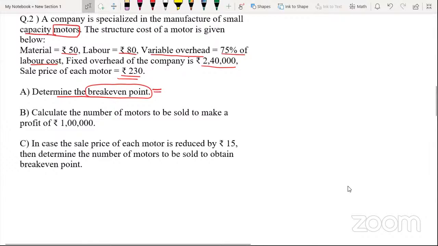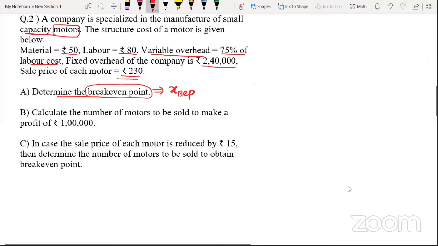In this chapter, the break even point is represented with X BEP. X is the number of units produced, and BEP means break even point. So we have to find X BEP. The formula is very simple. Just look here.